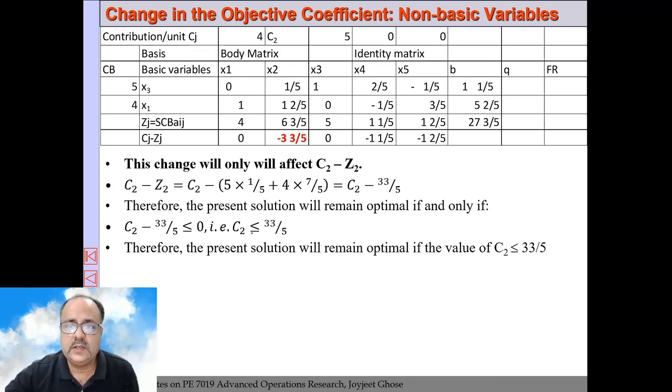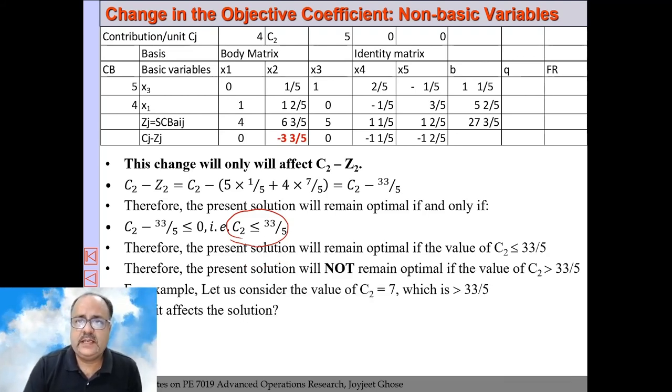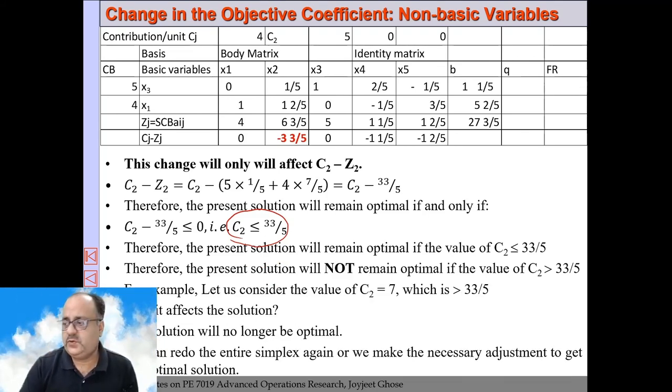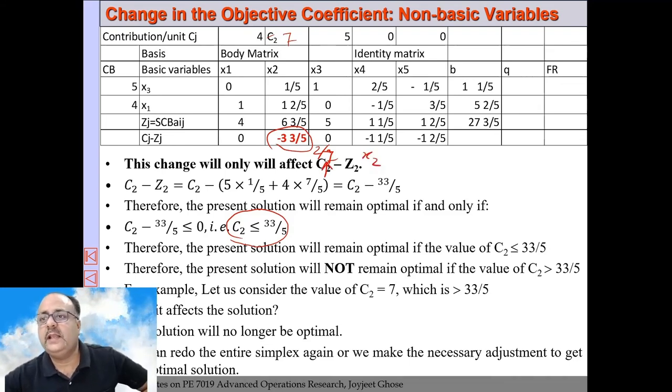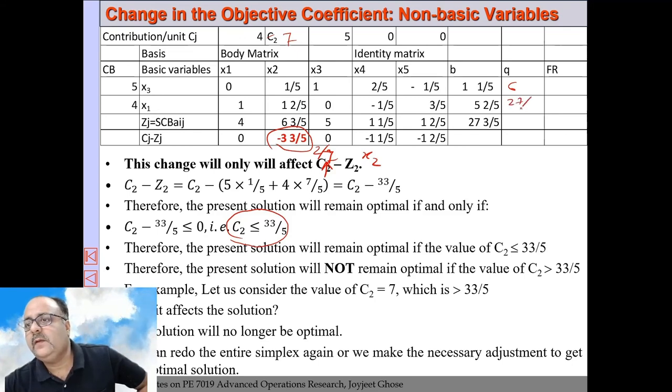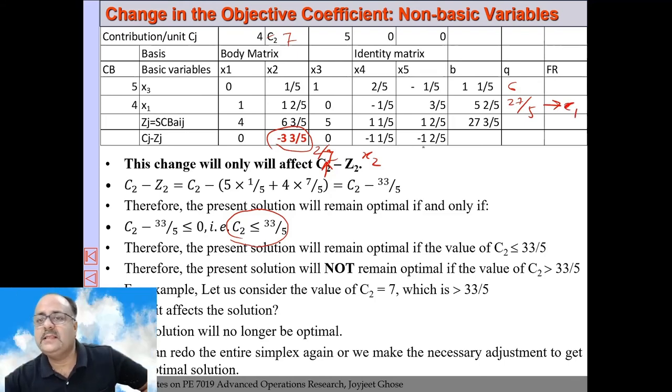So this is the condition for it to remain optimal. So if I change it to 7, what will happen? This will become 2 by 7, and then this will be the entering variable. So x2 will enter. What will exit? This will be divided by 5 to give 6, and this will be 7 by 5, and this will be 27 by 5. So X1 will be exiting.